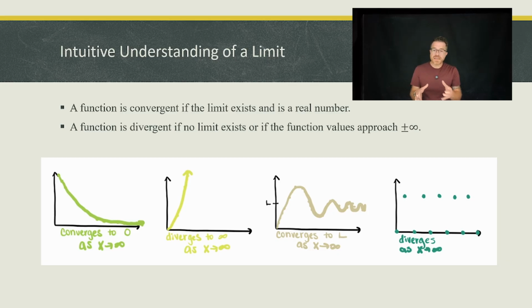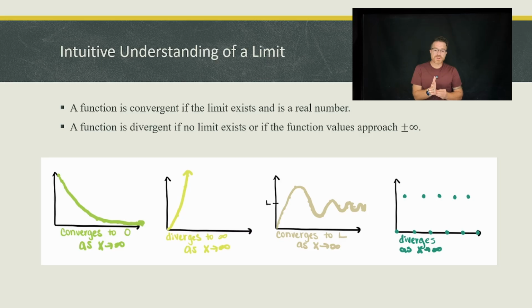Looking at these images, on the bottom left, we have a function that starts in the top left corner of the first quadrant and moves downward as it approaches 0. So as x approaches infinity, you can see that this is converging down to 0. The second image shows an example of what a divergent function might look like. As x increases towards infinity, the y value is increasing exponentially up towards infinity. So in this case, it's diverging to infinity.